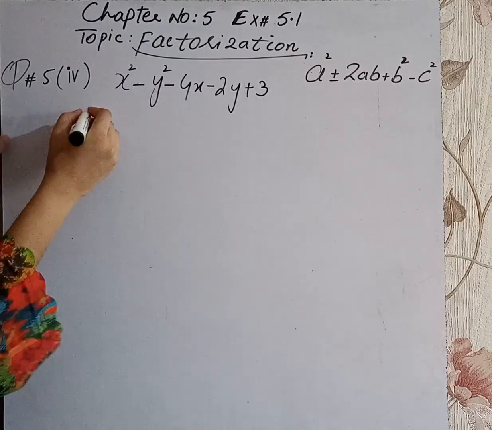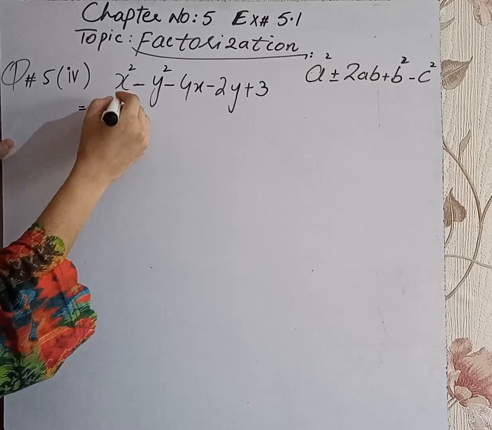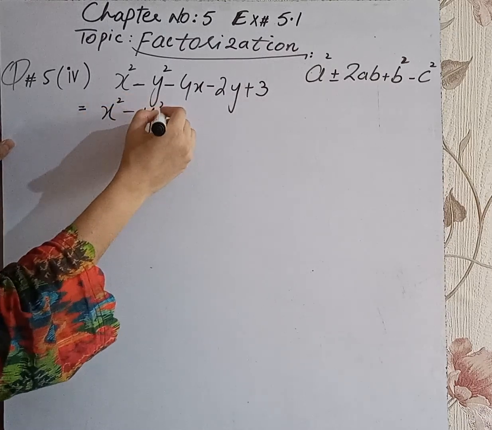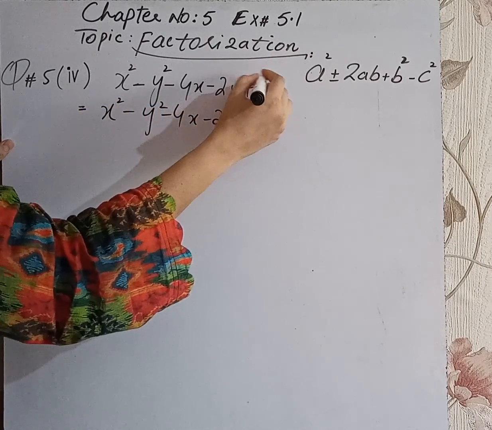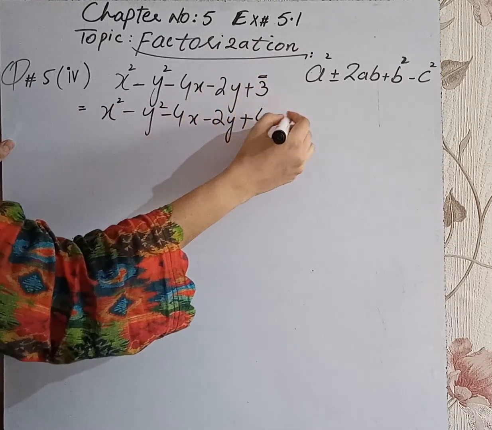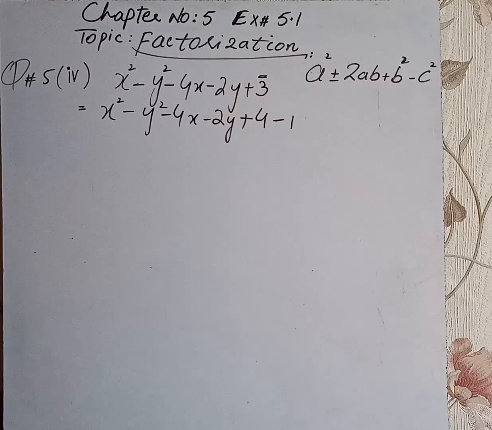We split it as plus 4 minus 1. We write x squared minus y squared minus 4x minus 2y. In place of 3 we will write plus 4 minus 1, because 4 minus 1 is 3. So in place of 3 we can write plus 4 minus 1. Why have we written this? Because we want to make 6 terms of this expression. Now here are the 6 terms. We can combine 3 terms and then the other 3 terms separately.